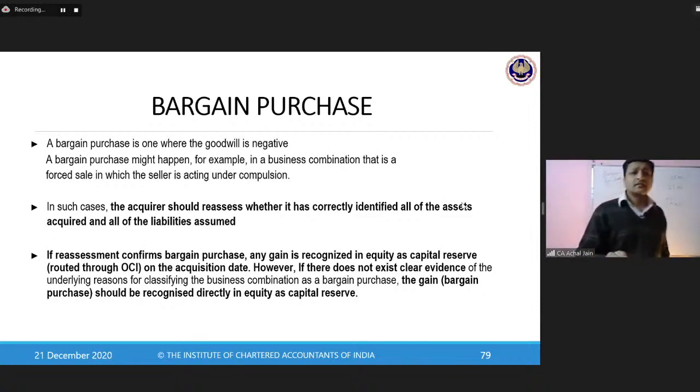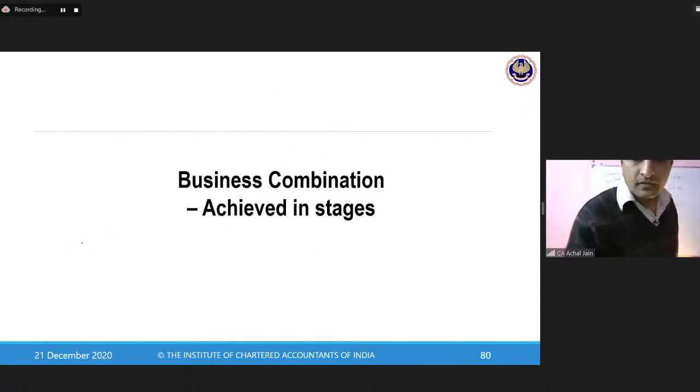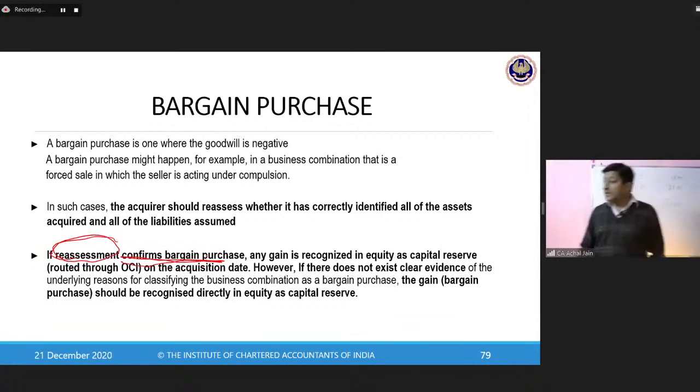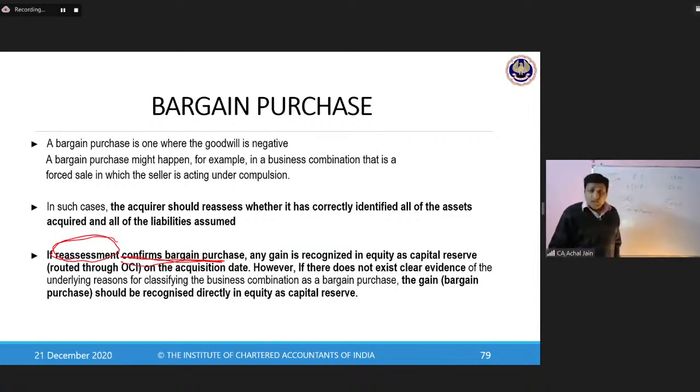If the reassessment confirms that yes, it's a bargain purchase, then any gain is recognized in equity as capital reserve. What does it mean? That if it confirms bargain purchase, then we will take it to OCI. And from OCI, it will go to equity. Means it will get collected in OCI and OCI will sit in the form of a reserve, which is capital reserve.